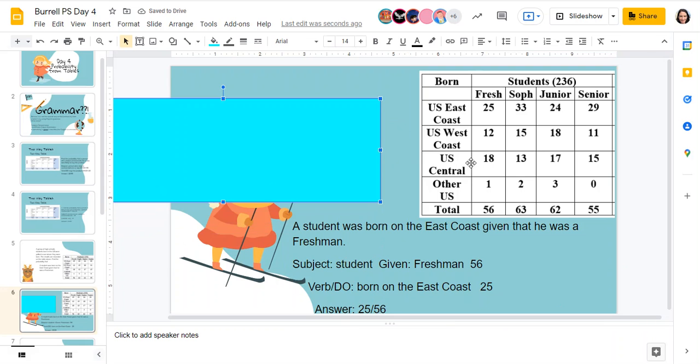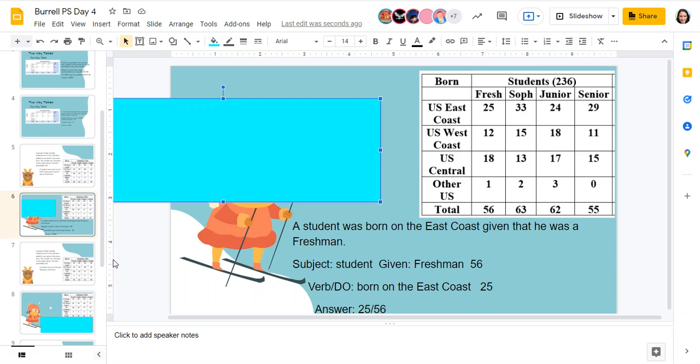So we have 25 freshmen that were born on the East Coast out of 56 freshmen altogether. So remember last class when we did conditional probabilities with the tree, it was much more complicated, but in the tables, it's very straightforward.